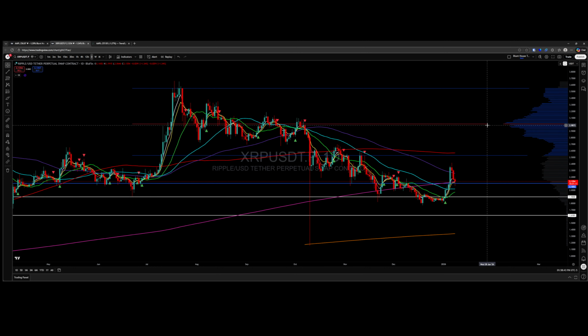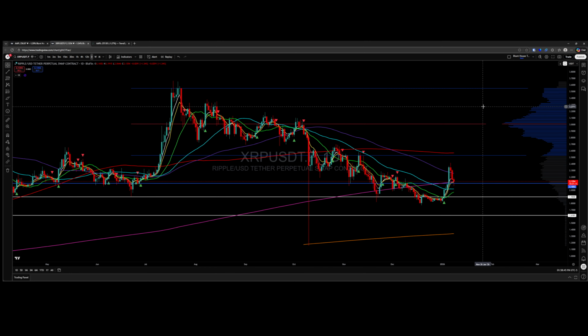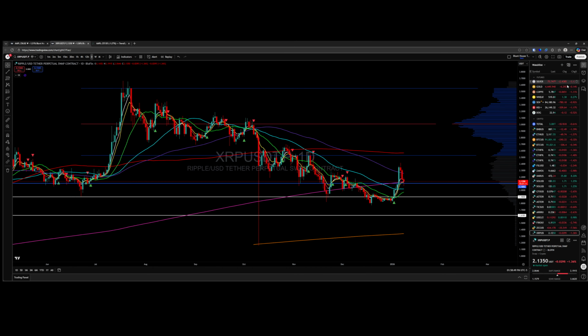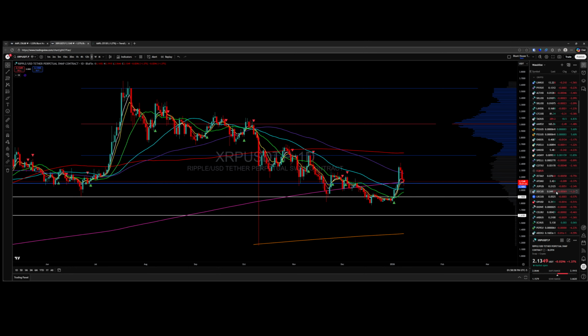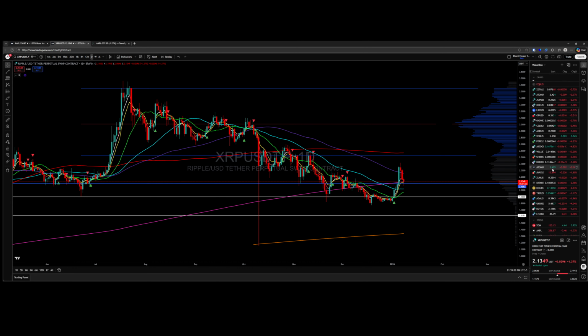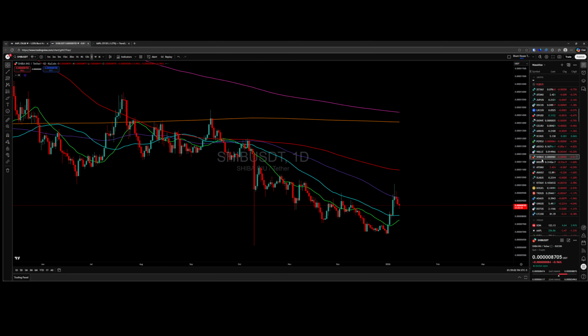And if it looks like the thesis is incorrect, it's okay to change your position. That's what you're supposed to do. You're not supposed to just hang on all the way to the bottom. There is absolutely no prize for that. Zero. Okay. But yet, people do it anyways.